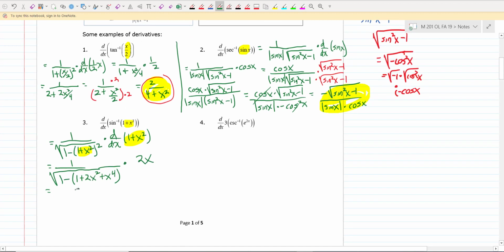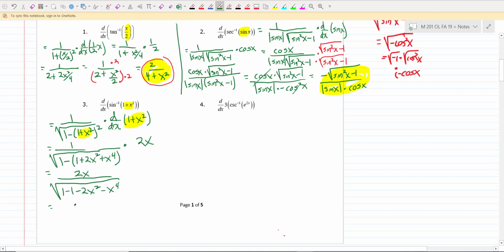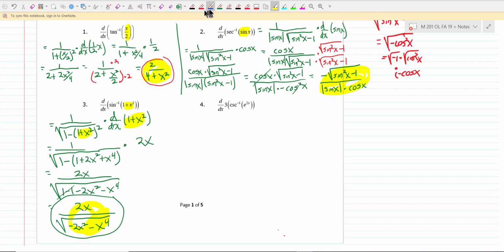So then we'll just do this. We have 2x over the square root of 1 minus (1 plus 2x squared plus x to the 4th). And then I'll write this as 2x over, looks like the 1's cancel out, the square root of negative 2x squared minus x to the 4th. And that's okay to stop there. Yeah, you could factor an x squared out if you wanted to. So, I mean, it's okay probably if you stop here.